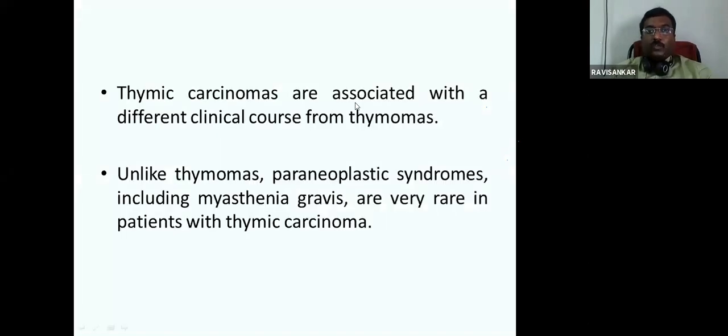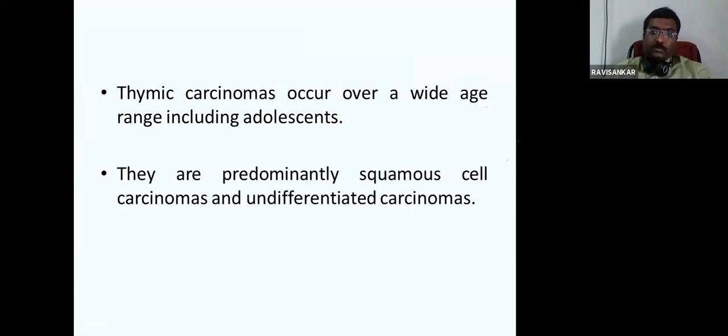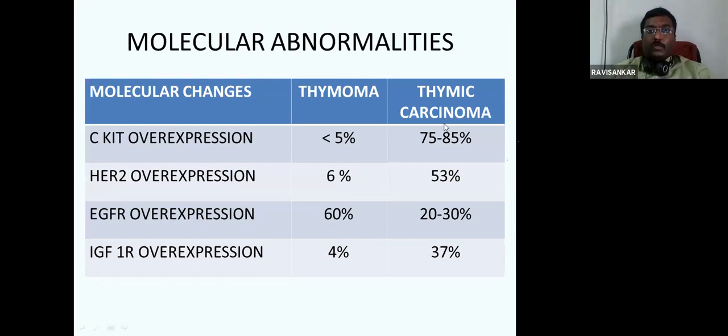So, thymic carcinomas are associated with a different clinical course from thymomas. As I already mentioned, the paraneoplastic syndromes are uncommon in patients with thymic carcinoma. You know, thymomas occur in the 6th to 8th decades or 5th to 7th decades. But thymic carcinomas can occur anytime, and they are common even in adolescents. Most common is squamous cell carcinoma. When it comes to molecular abnormalities, CD5 overexpression is found in 75 to 85% of the patients.